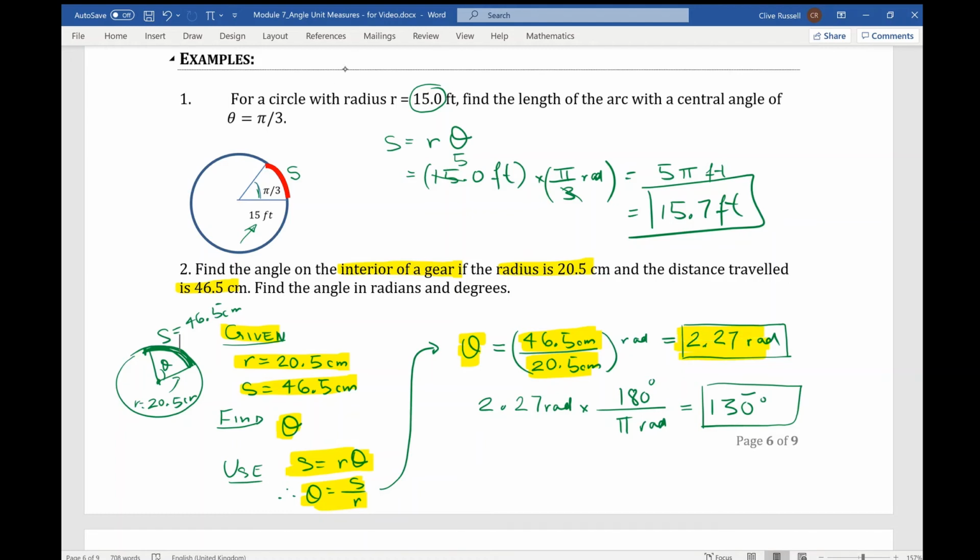Now, why did I round to 3 significant digits? Well, your radius and your S value, your arc length, are both 3 significant digits.